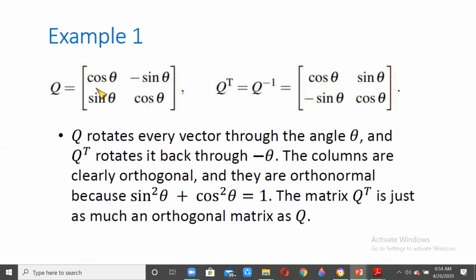If you take the value as it is, cos square theta plus sine square theta will be equal to 1. Again, sine square theta plus cos square theta is again 1. So in this case also, it will be the same. Whether it's a row or a column, sine square theta plus cos square theta will be equal to 1. The magnitude, the length of the vector will be equal to 1.